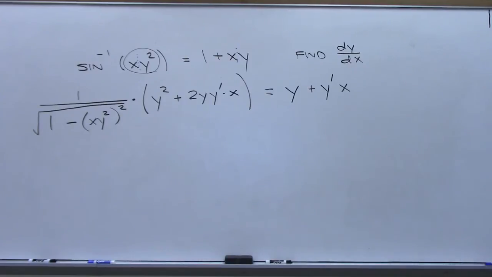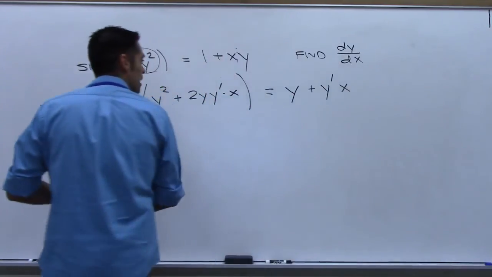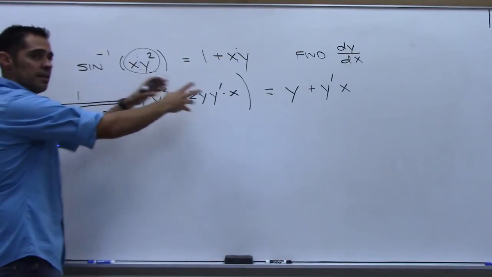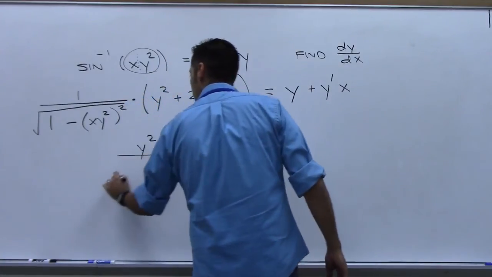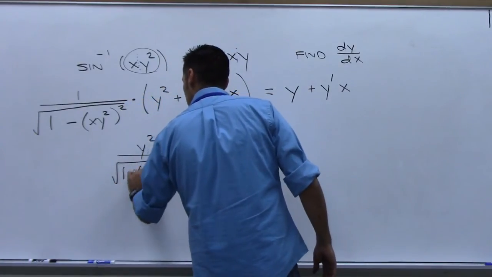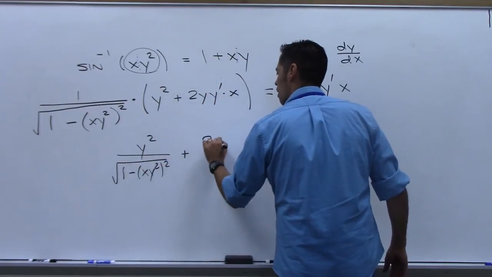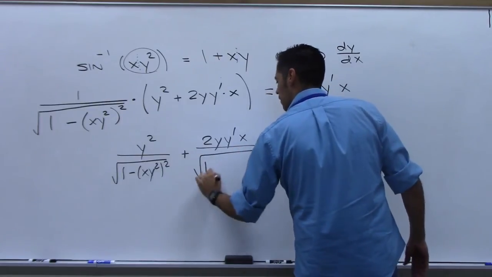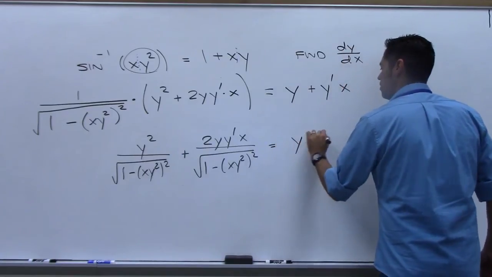And that would be your derivative. Now, what would you have to do to get your y prime by itself on one side? This to here, this to here. So it looks something like this. y squared over root 1 minus (xy squared) squared plus 2y y prime x over that same root equals y plus y prime x.